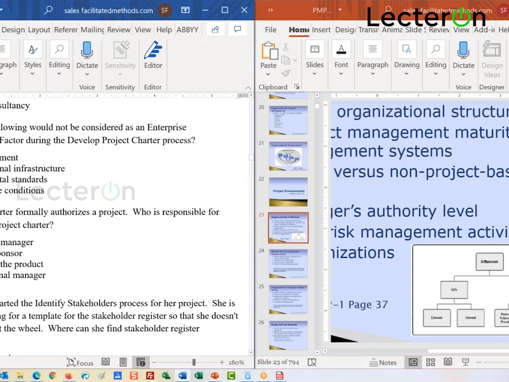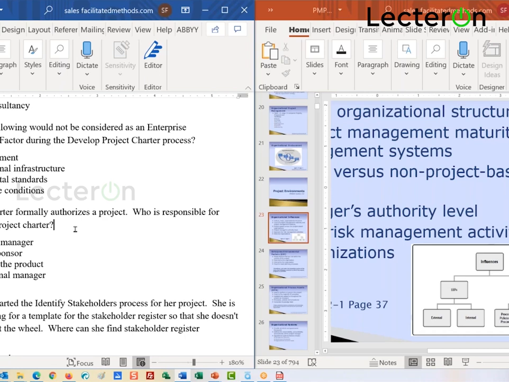Okay, next one. The project charter formally authorizes the project. Who should issue the project charter? Not who should write it, but who should issue it. Anybody foresee? Got all the other answers so far, A, B, and D. Okay, let's go through this a second.